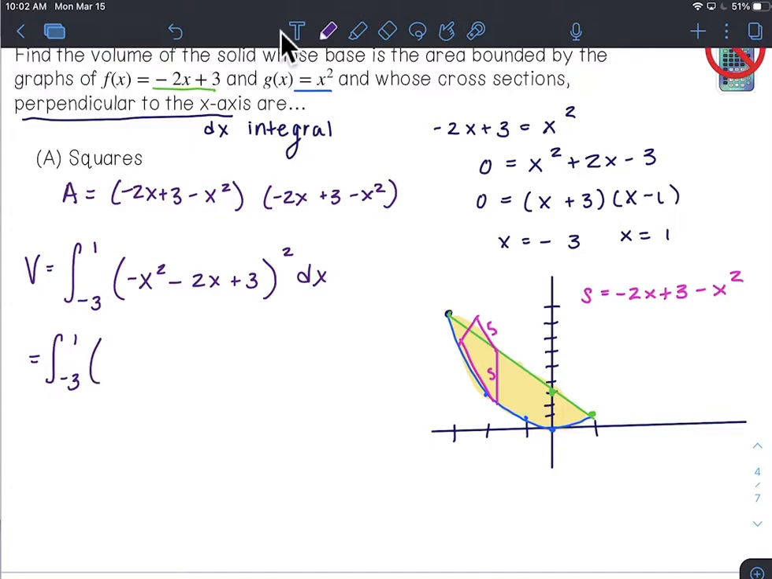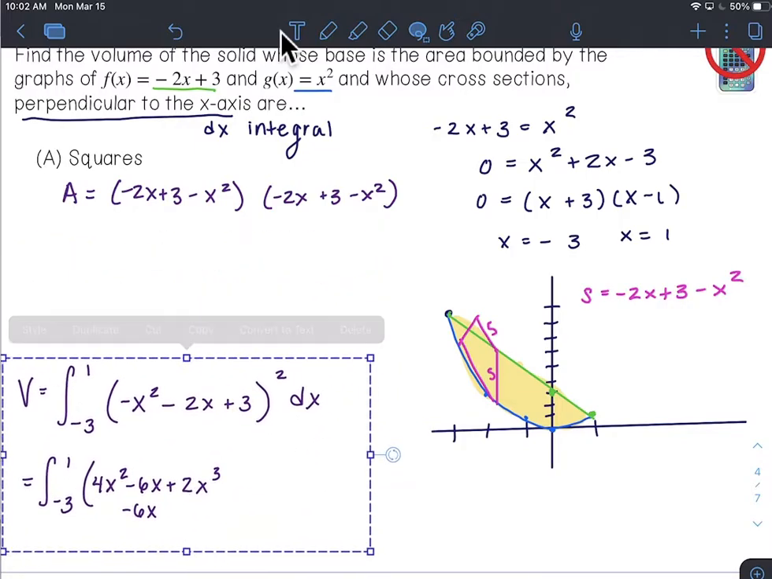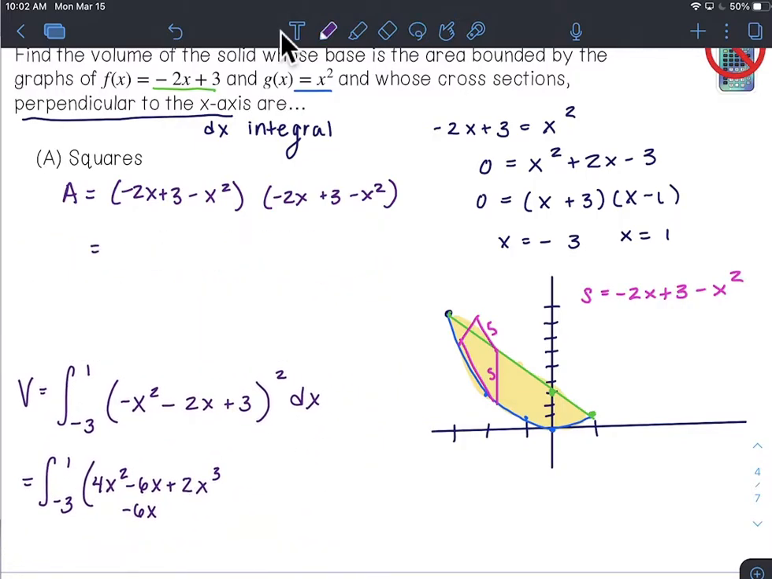So if I FOIL, okay, that's going to be 4x squared minus 6x plus 2x cubed. Okay, and then I got minus 6x again. Here, you know what we're going to do? We are going to just click that down. Okay, so that was 4x squared minus 6x, and then I had positive 2x cubed. So I'm going to throw that in the front. I like to have my terms in the correct order. Okay, and then if I distribute my 3, I'm going to get another negative 6x plus 9 minus 3x squared.